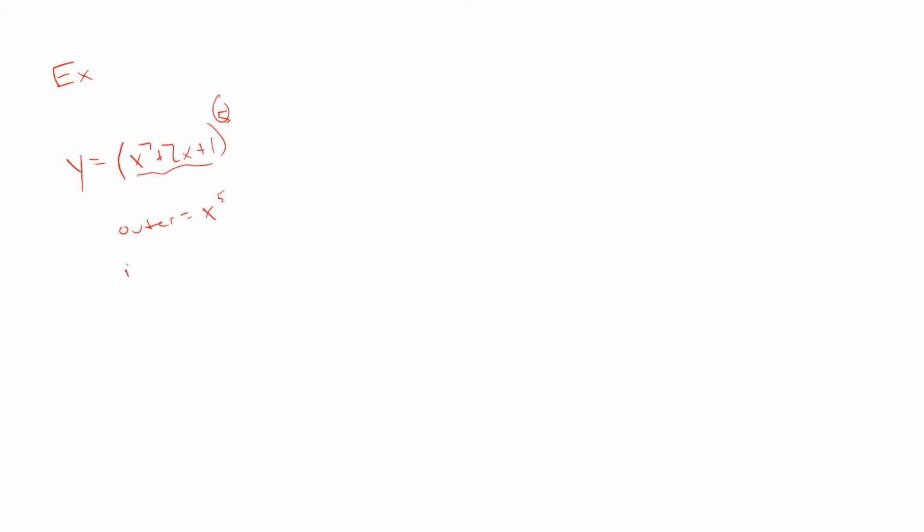And then my inner function is that thing that's on the inside. It's that x to the 7th plus 2x plus 1. Okay? The idea of identifying outer and inner functions is going to be important for us in the chain rule. One more example of this, and then we'll move on.